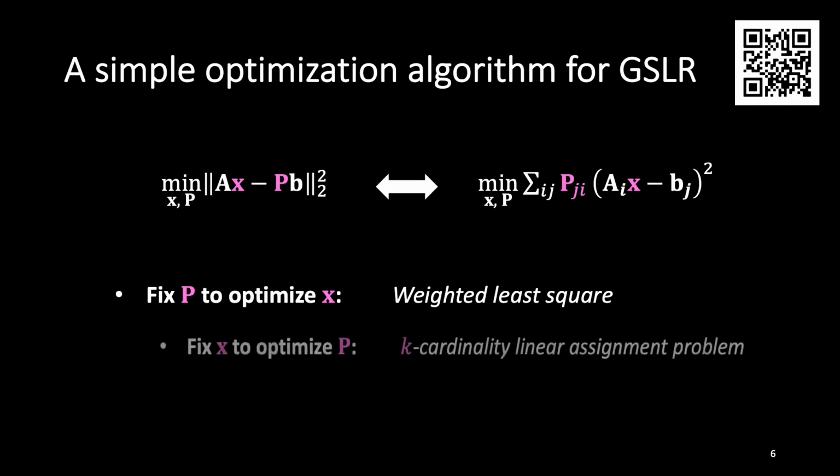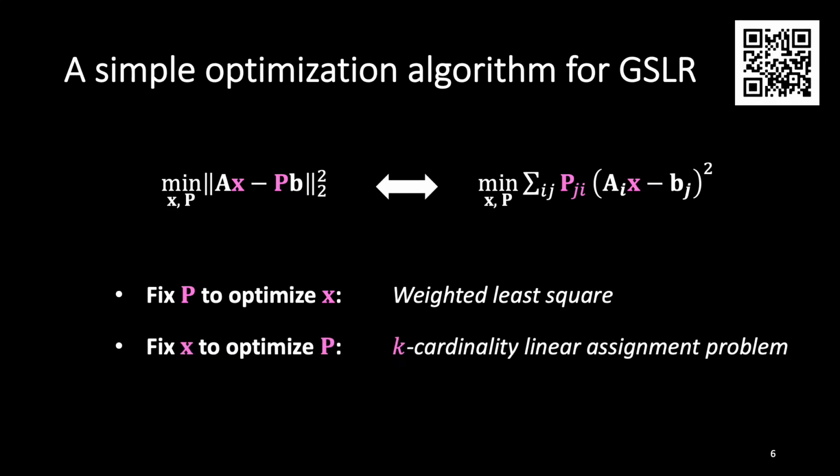Moreover, if we fix x to optimize P, this in fact leads to a k-cardinality linear assignment problem, which can be converted to an ordinary version in square time and then solved by the Hungarian algorithm globally in cubic time. And finally, by fixing both P and x, we can easily estimate the number of inliers k as an estimator and update it via robust estimation.